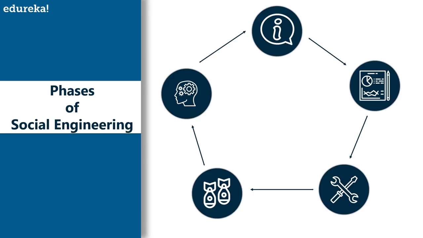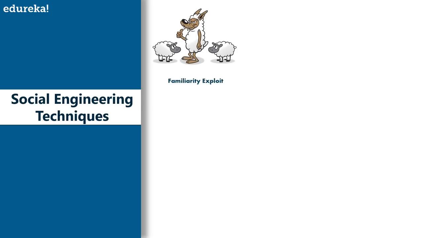So, after the information is gained, the cycle keeps going on, and even more crucial information is passed down to the hacker. Now, social engineering techniques can take many forms. Now, these are the forms that you will normally see. So, first is the familiarity exploit.